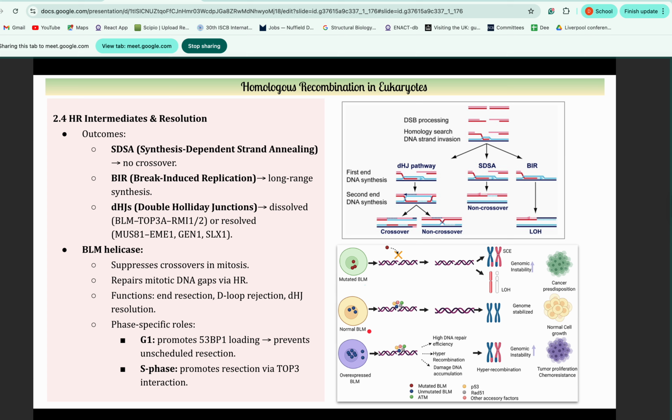Whereas if the BLM is normal, then its role is to stabilize the genome and normal cell growth can take place. If the BLM is overexpressed, in that case also it will lead to high DNA repair efficiency, it will lead to hyper recombination, and damaged DNA can also get accumulated. So hyper recombination can also ultimately increase genomic instability, and can lead to tumor proliferation and chemoresistance. The ultimate takeaway message is that BLM helicase needs to be at moderate, normal levels, to avoid any genomic instabilities.